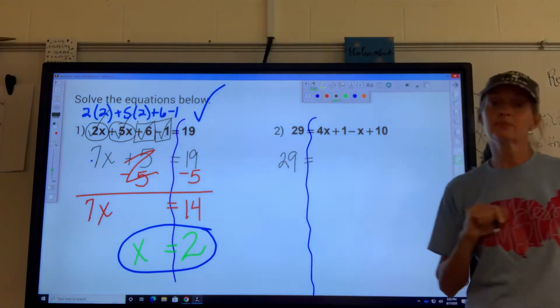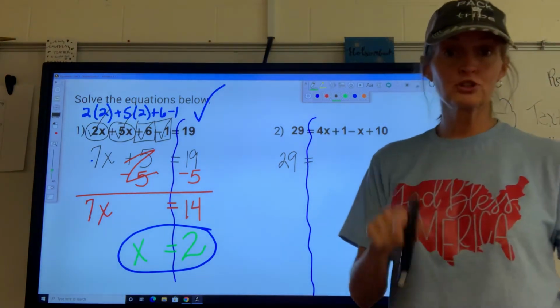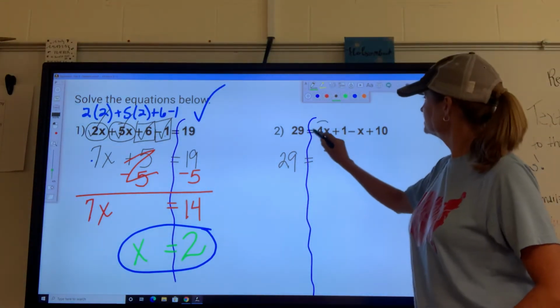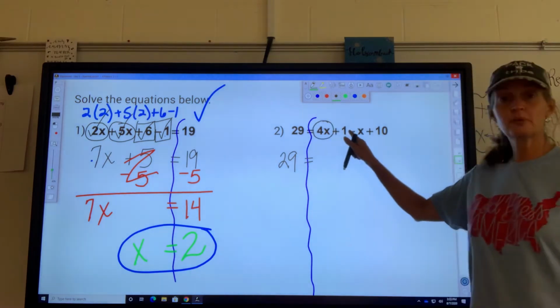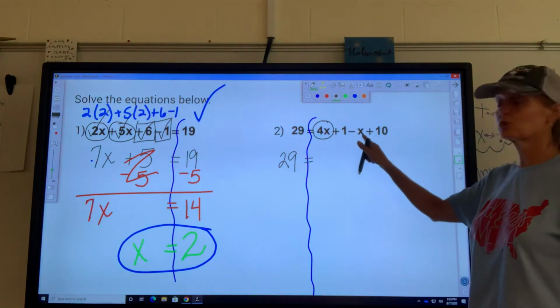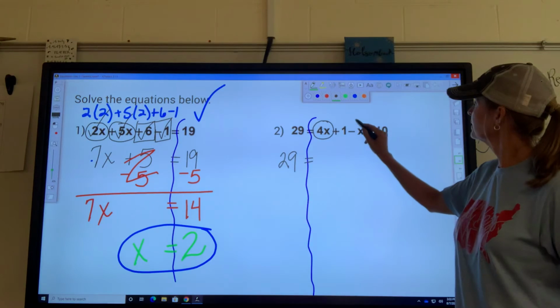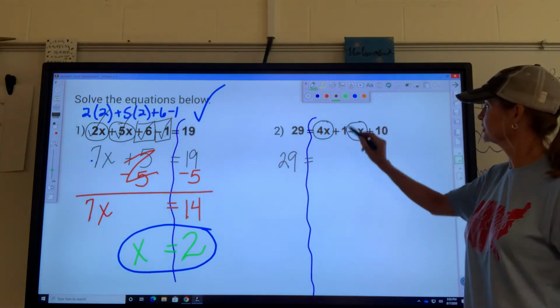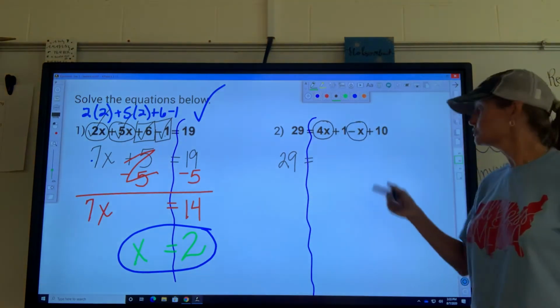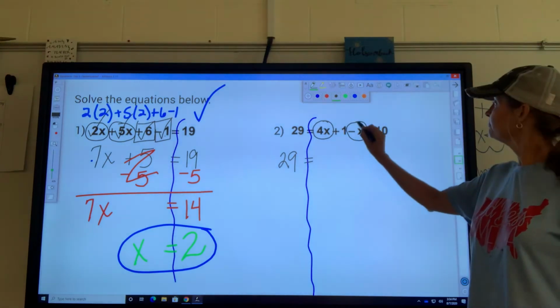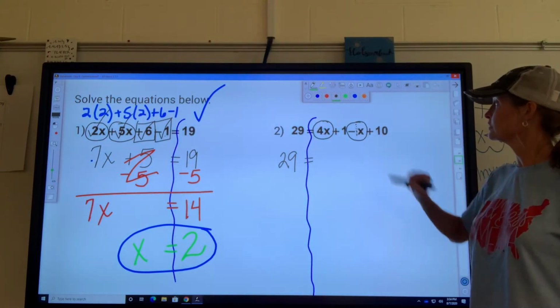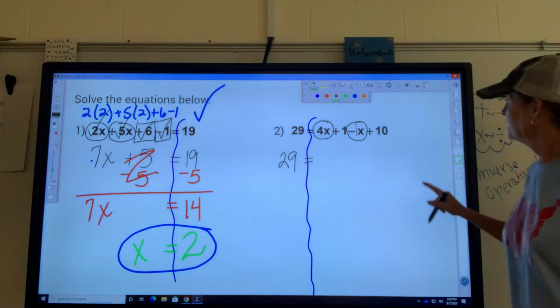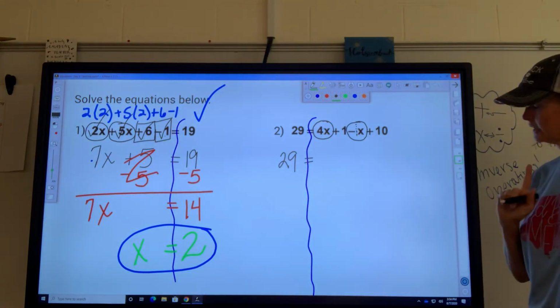Now let's go over here. My first term to circle is the 4x. Will I circle the plus 1? Nope. Will I circle minus x? Yes. How come you get to circle it? Because it's an x term. Yep. How many x's do I have here? What number goes here? Just in case you forget, there's a 1 right there in front. Do you get to circle the plus 10? Heck no, you don't.